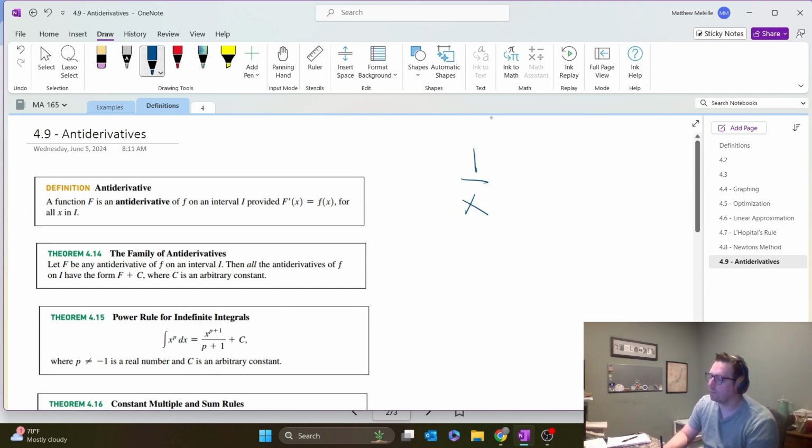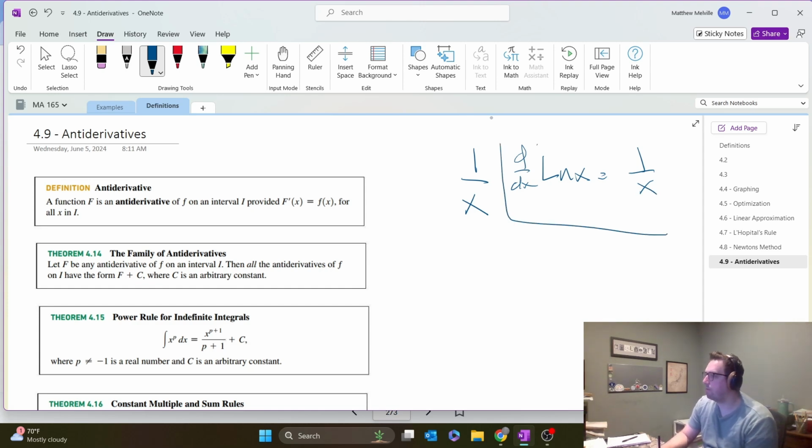And some of us know that if we take the natural log of x, the derivative of the natural log of x, we get 1 over x. So the power rule does not apply to 1 over x because it's the natural log.